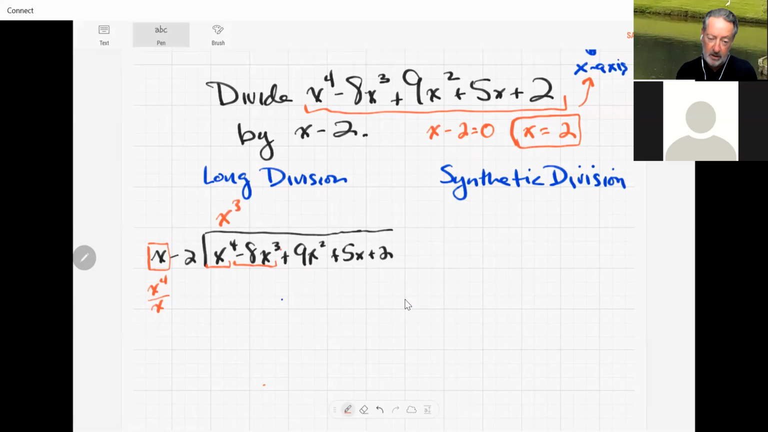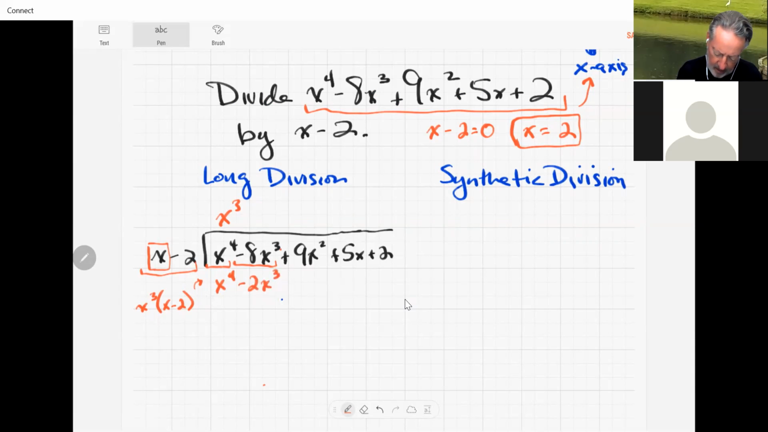Now you do the same thing you did in long division. Once you put something up above the bar, you multiply it times the divisor. The divisor is x minus 2. This takes a lot of room on your paper, by the way. So I'm going to put x minus 2 right there. x cubed times x is x to the fourth, and x cubed times negative 2 is negative 2x to the third power.